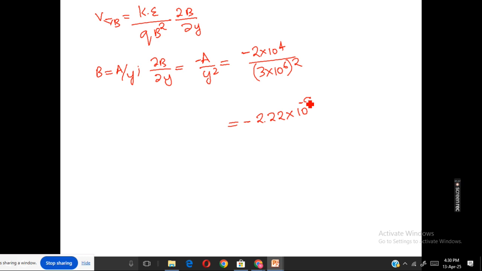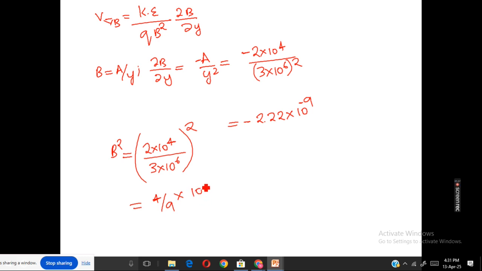And B square will be (A by Y) square. A is 2 into 10 raised to 4 divided by 3 into 10 raised to 6, the whole square, which will be 4 by 9 into 10 raised to minus 4. 4 by 9 will be 0.44 into 10 raised to minus 4. So we know the value of dou B by dou Y, and we know the value of B square.